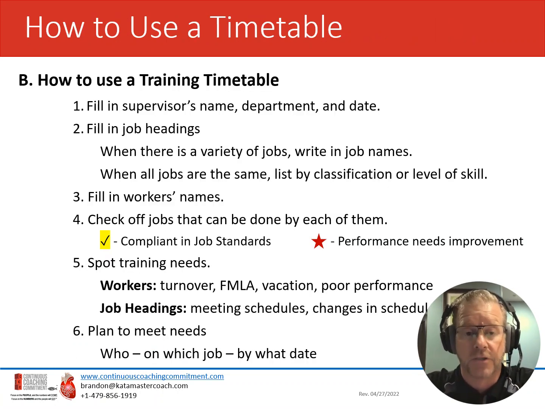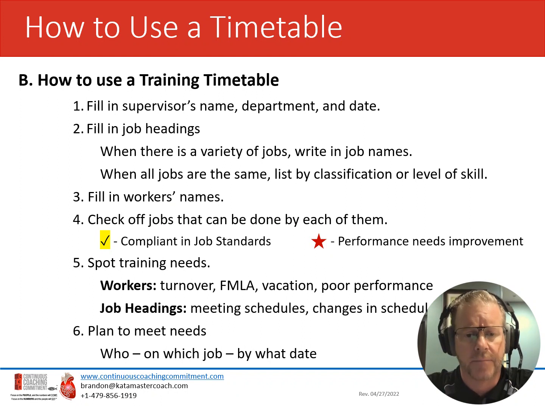The process is pretty simple. You fill out the supervisor's name, department, and date that the job training timetable is being made. Fill in the job headings. If there are a variety of jobs, you might write the job names, or when all the jobs are the same, you might list them by classification or maybe levels of skill that someone needs to know to operate a particular piece of machinery. Next, fill in the workers' names across the top.